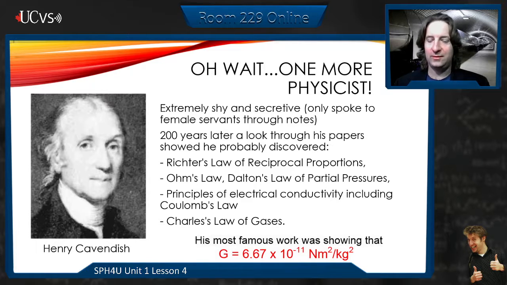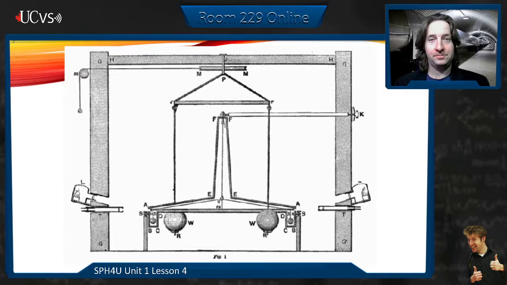And again, hopefully you've seen this before in grade 11 physics. And again, if not, go check out the video. So we put it all together. Oh, sorry. This is his apparatus. So we have these two larger masses here and two smaller masses here. And the smaller masses are able to spin. I think that's how it was set up.